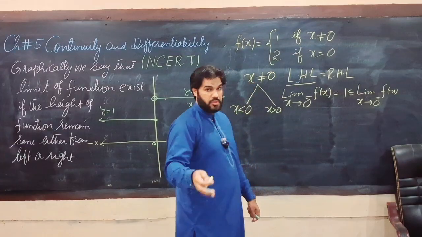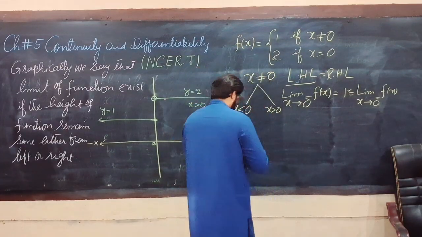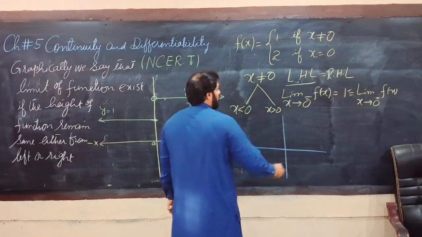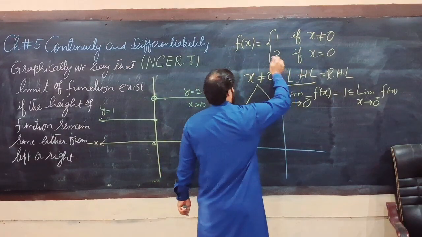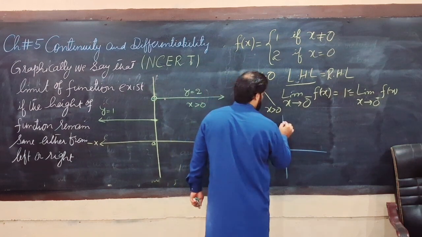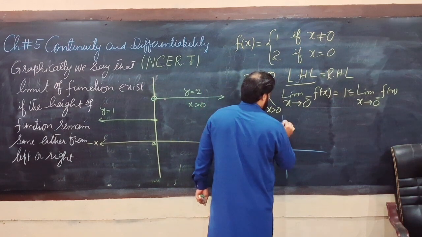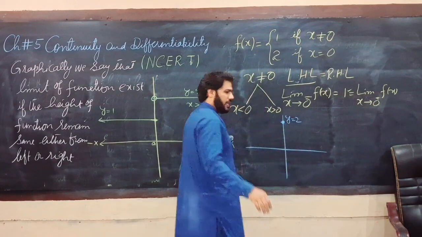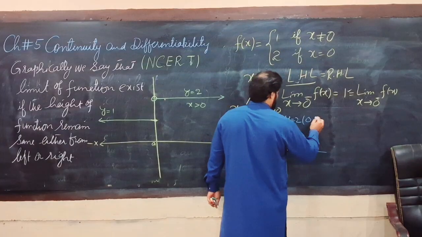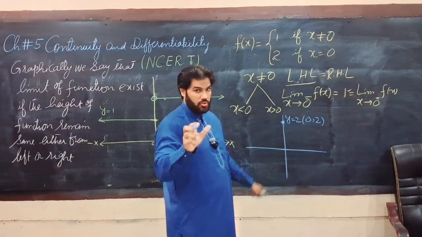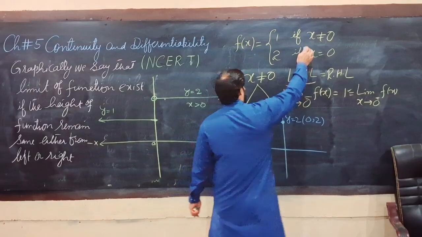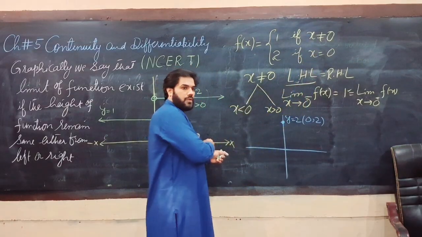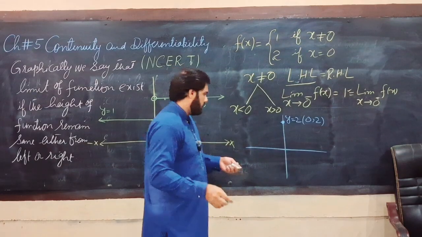Now if you draw the graph of this function, whenever your x is equal to 0, your y is 2. Suppose this height is y is equal to 2 here. So this is a point, x 0, y 2. So this is just a dot. But when your x is not equal to 0, you can move left and right both from x is equal to 0.